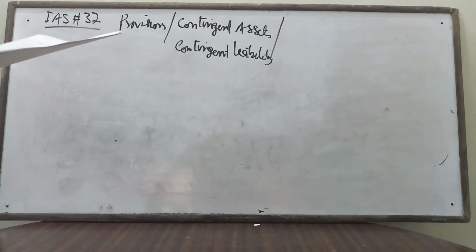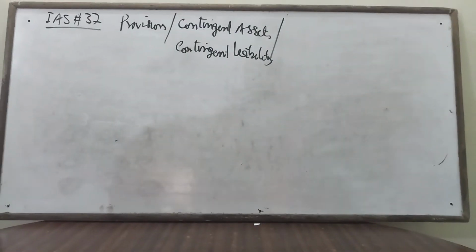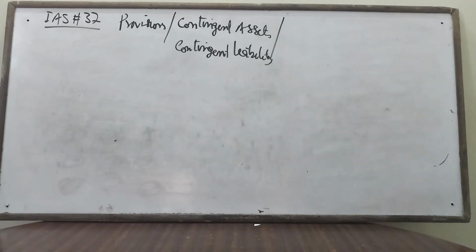Definition of provisions. Provision is a liability of uncertain time or amount. Again, I'm telling you, if I'm talking about provision, you cannot record a provision by your own definition; it must be according to the IAS. Provision is a liability of uncertain time or amount. You have to memorize that. Then the definition of liability is given here according to this IAS. You must read the definition of provision and liability, important.